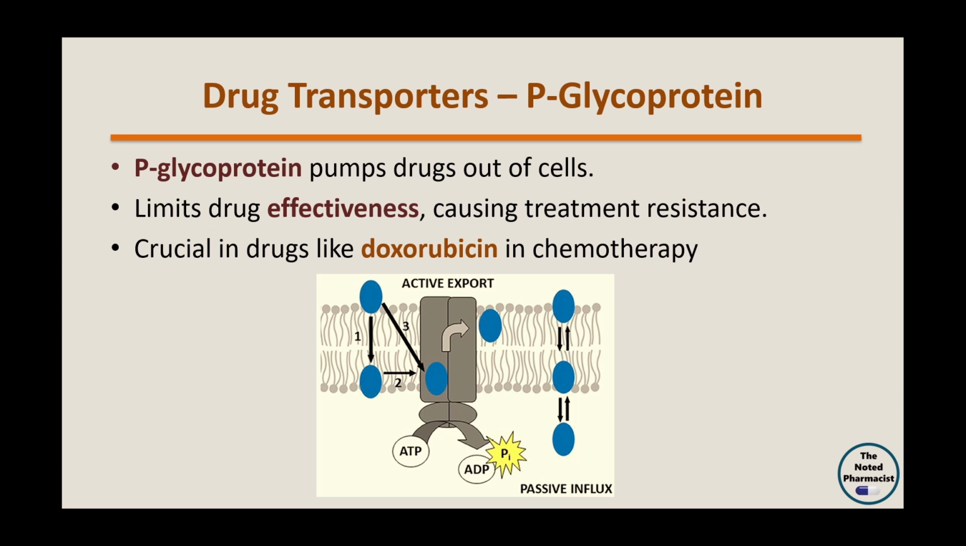In chemotherapy, these transporters can create resistance by actively expelling drugs like doxorubicin from cancer cells, reducing their therapeutic impact. Understanding transporter function is essential for improving drug efficacy, particularly in challenging treatments like cancer therapy.